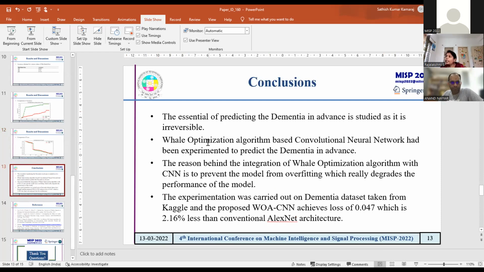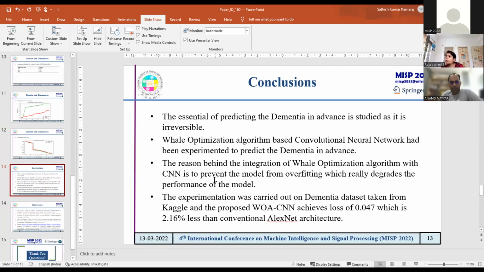Finally, we conclude that predicting dementia in advance is essential, since once dementia has occurred, it cannot be cured. So here the WOA (whale optimization algorithm) based convolutional neural network was experimented to predict dementia in advance. Also, the whale optimization algorithm is integrated in order to prevent the model from overfitting, which degrades the performance of the model.